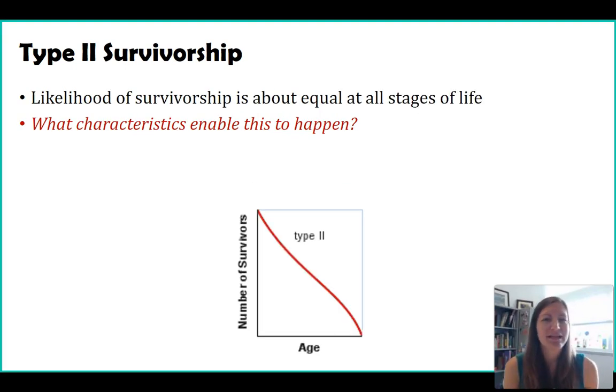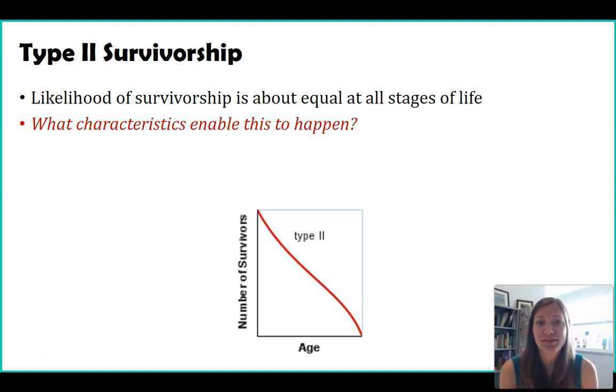And then finally, something in between is our type 2 survivorship. And this is saying that the likelihood of surviving is pretty much the same throughout their lifetime. There's not a huge decrease or increase at a young age or at an old age or in middle age. You have an equal likelihood of dying at all stages in your life, which can be seen as good or bad.